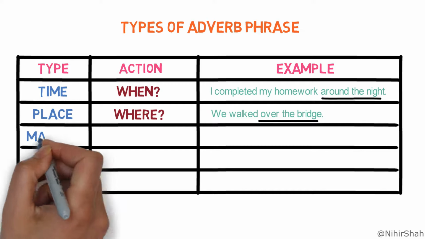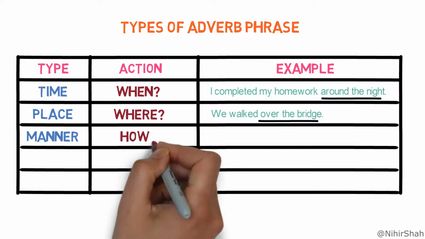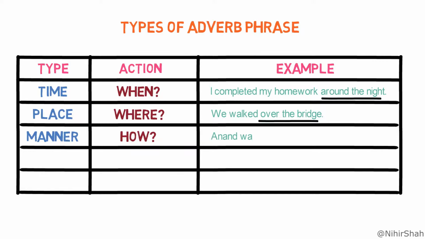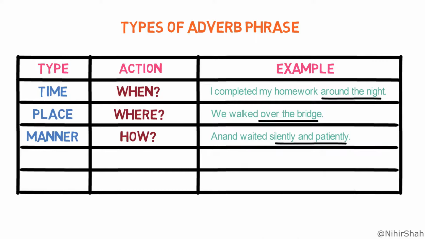Number 3. Adverb phrase of manner. It describes how an action occurred. Anand waited silently and patiently. How Anand waited? Silently and patiently. So, silently and patiently is an adverb phrase of manner.